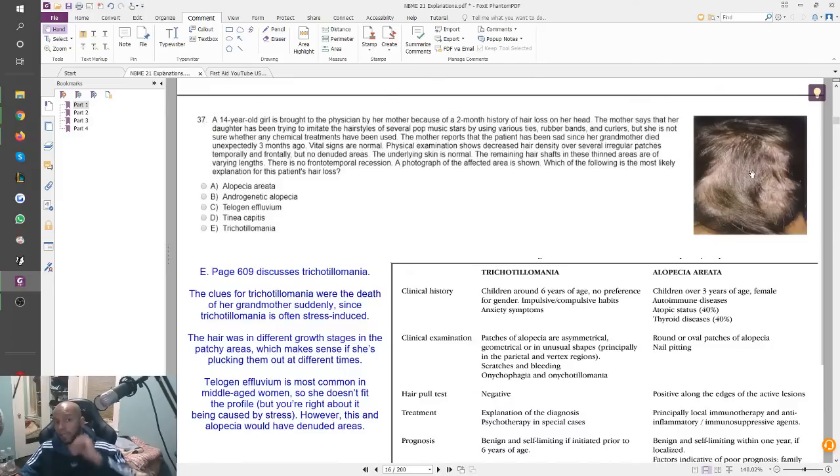This is not alopecia. Now, how are you going to differentiate between the two? So let's read this question and figure out how you would see that. A 14-year-old girl is brought to the physician by her mother because of a 2-month history of hair loss on her head. The mother says that her daughter has been trying to imitate the hairstyles of several pop music stars by using various ties, rubber bands, and curlers, but she's not sure whether any chemical treatments have been used.